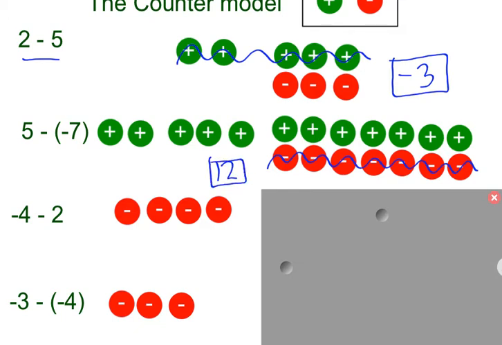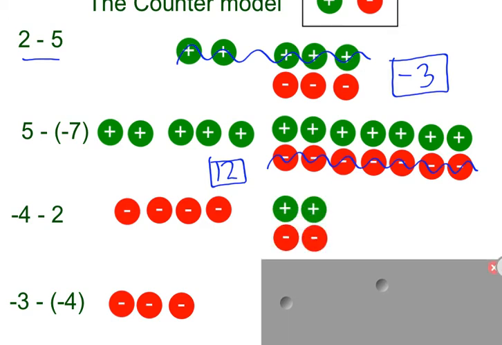Okay, next example. In this case, I have negative 4, and I'm going to take away 2. Well, in order to take away 2, I need to have 2. And now I can take away the 2. And you can see that I get negative 6. I get 6 negatives.